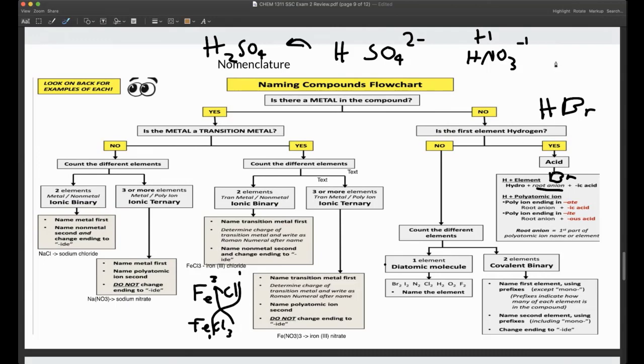So for example, if I have something such as HClO4. ClO3 is the -ate, so that's chlorate. So one more oxygen is what we call per of it. So this would be perchloric acid. Anyone have any questions on that?